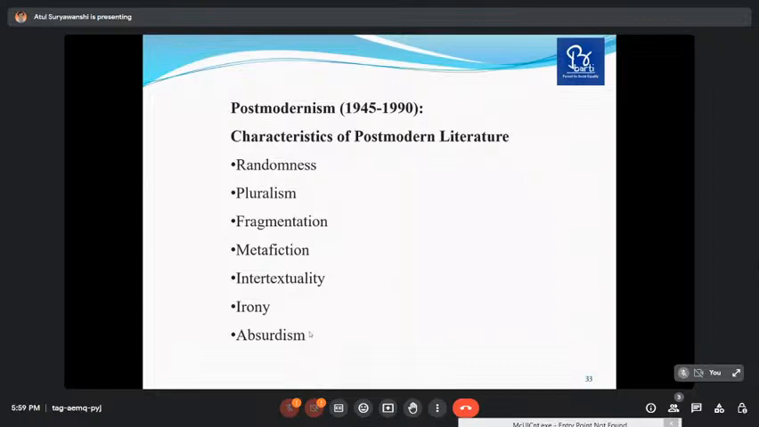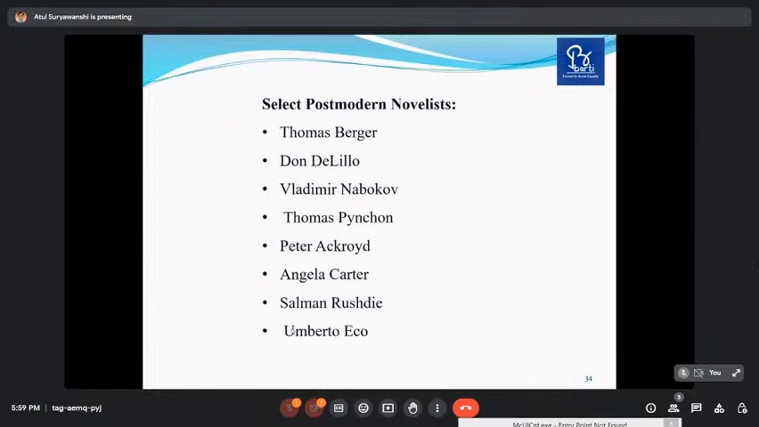Nothing happens, but still it is very significant, it is very symbolic. Martin Esslin coined this term, absurdism. So these are the select characteristics of postmodernism. Let's proceed further. Let's have a fleeting glance at the select postmodern novelists then.